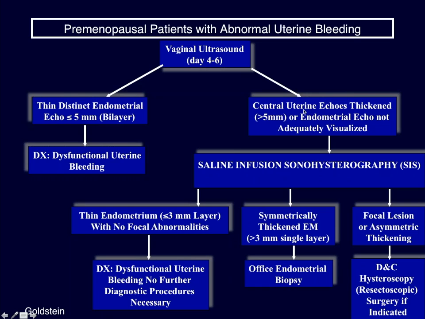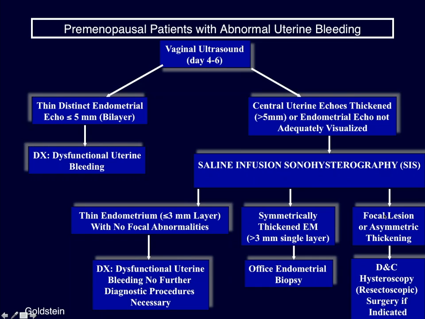If the central echoes were thickened, greater than 5, or we could not see an echo adequately, then we went to saline infusion sonohysterography. And this then gave us our 3 buckets. With saline infusion, we could either see that the endometrium was thin, less than 3 millimeters each layer, because realize we separate the layers, with no focal abnormality, and thus we would diagnose dysfunctional anovulatory uterine bleeding, and your workup was done. If we saw symmetrically thickened endometrium, then we felt a blind office biopsy was appropriate.